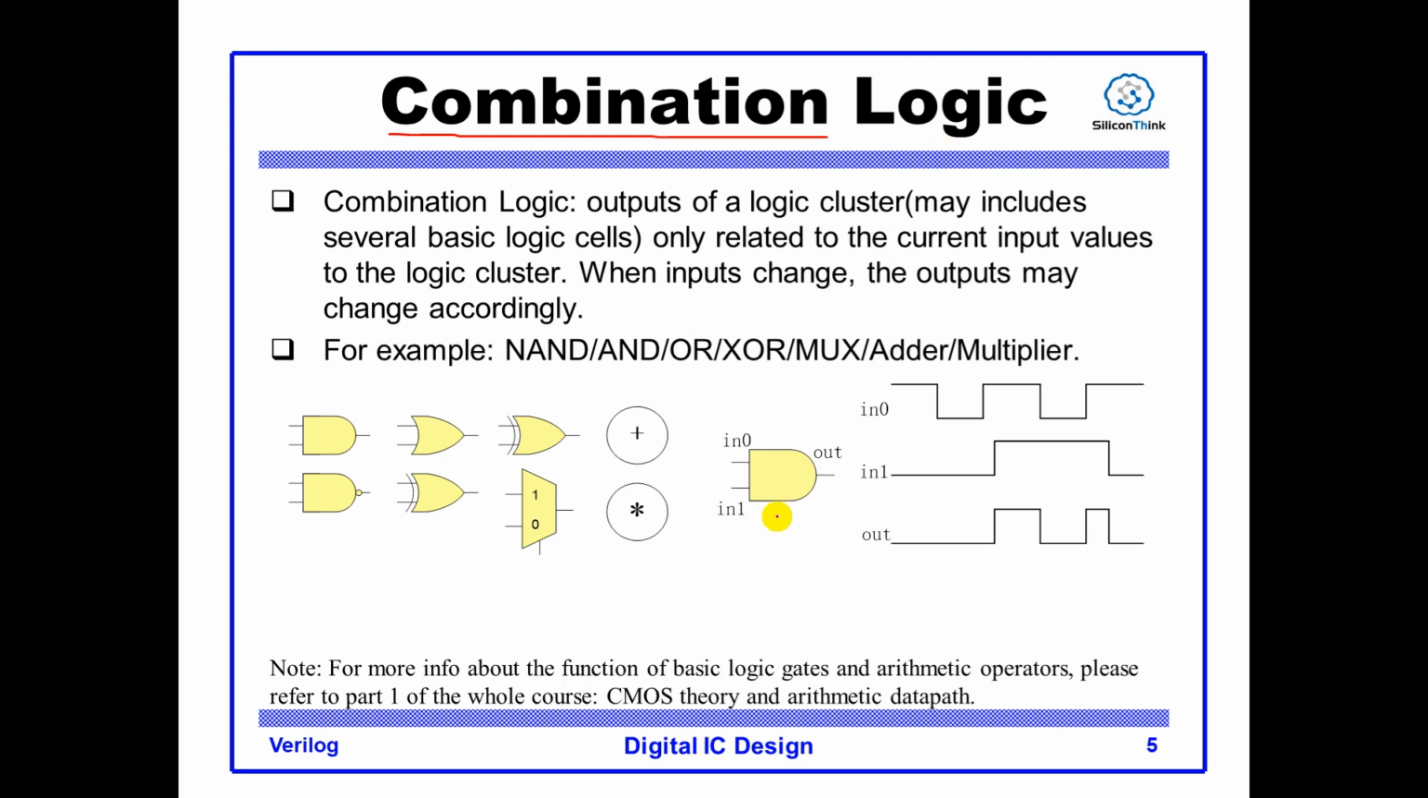Let's take an AND gate for example. It has two inputs, in 0 and in 1, and one output, out. When the input changes, the output of this AND gate will toggle. At this point, there is an input change, but the output keeps the value of 0. So we say the output may change. This is the same for all other gates. You can use many of these gates and link them up, and they will be called a combination logic.